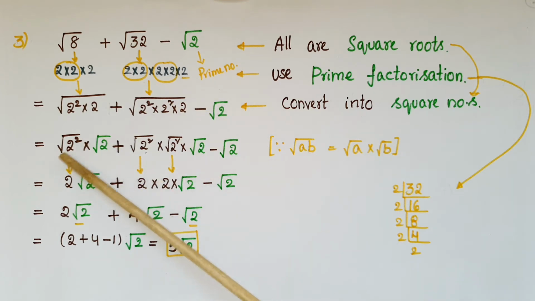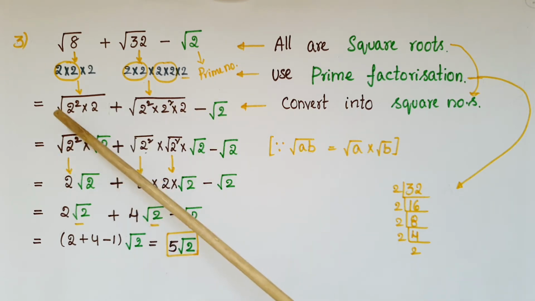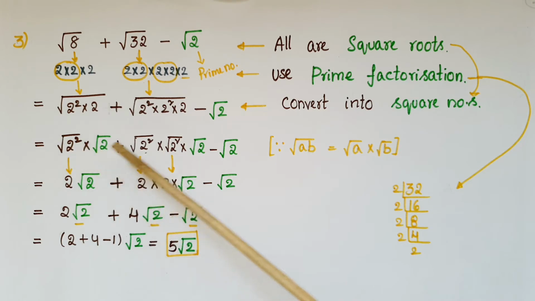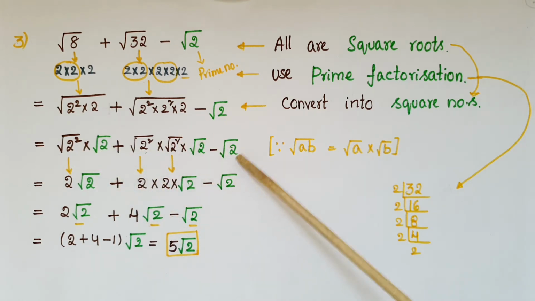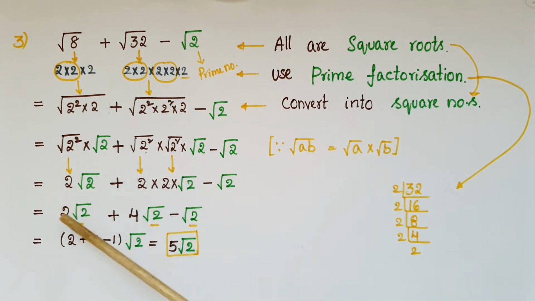That is equal to root 2 square into root 2, because the root of AB is root A into root B, plus root 2 square into root 2 square into root 2 minus root 2. So then it is 2 root 2 plus 4 root 2 minus root 2. That is equal to 2 plus 4 minus 1 into root 2, because root 2 is common in all these numbers. That is equal to 5 root 2. 6 minus 1, that is 5 root 2.